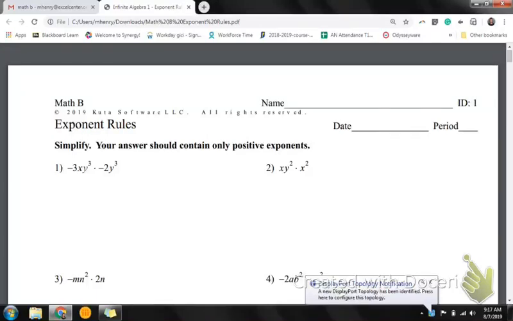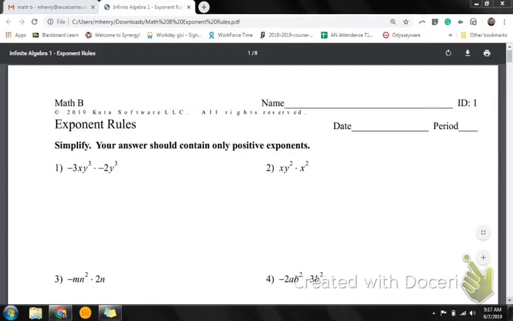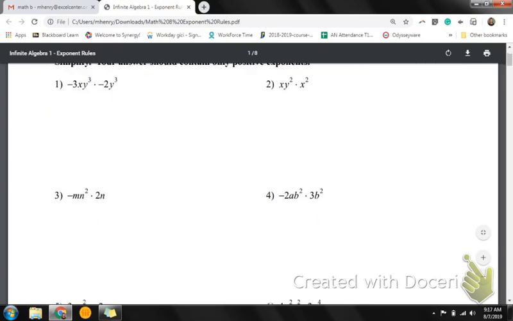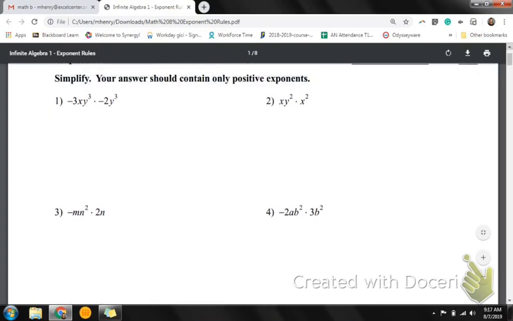So today we're going to review our exponent rules. This instruction where it says simplify, is that what you're asking about? Yes. Simplify, that means combine these two terms into one term. That means to simplify. Follow your rules if you can. And your answer should contain only positive exponents.